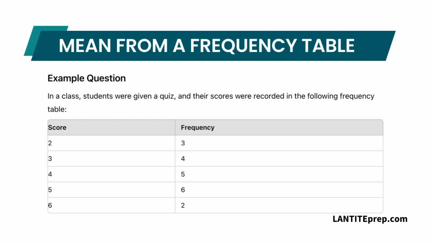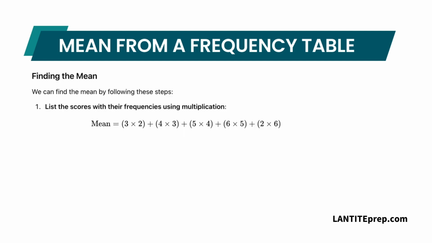Great. Let's continue. First things first, we're going to want to list the scores with their frequencies using multiplication. Refer back to the frequency table if needed, but notice that we are simply pairing the score column data with the corresponding frequency column data.